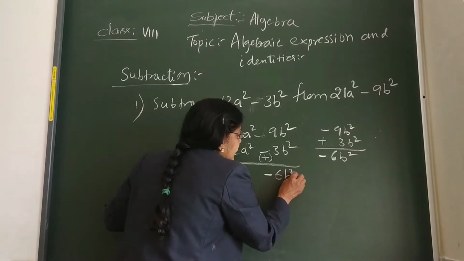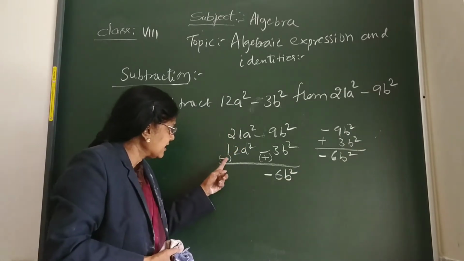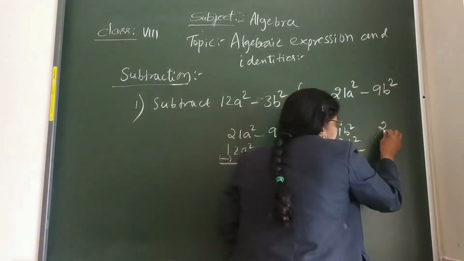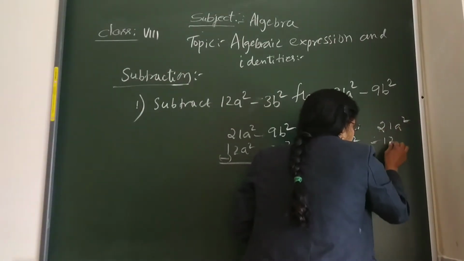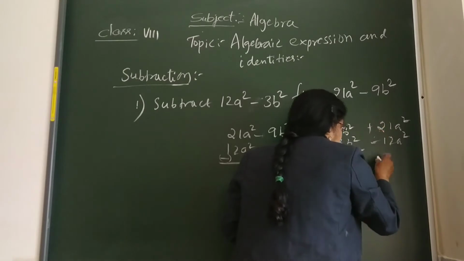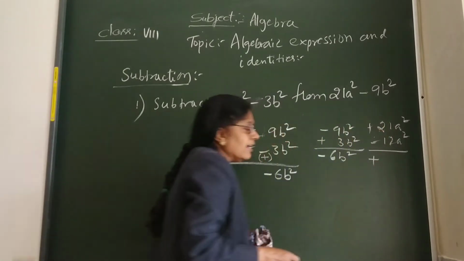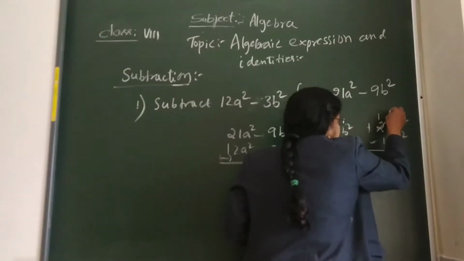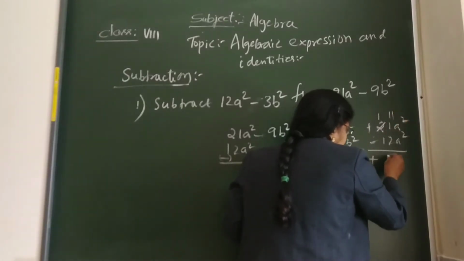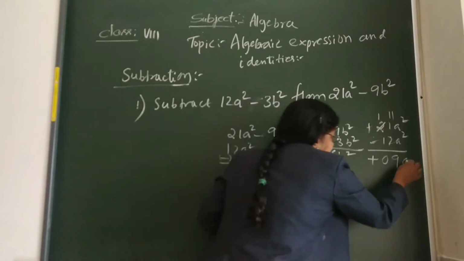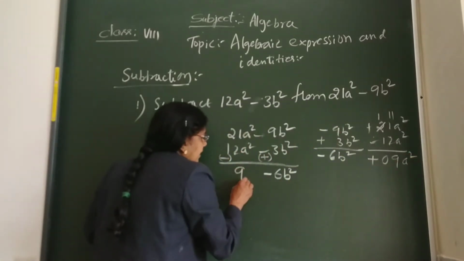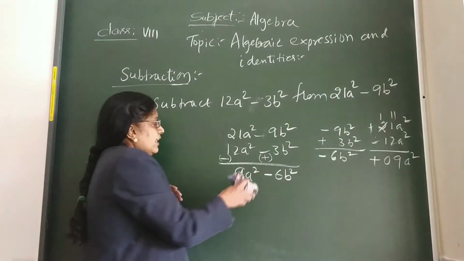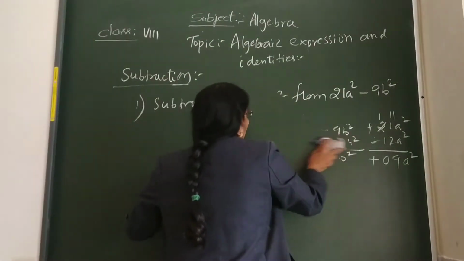So minus 6b square. Then 21a square minus 12a square. Same thing, 21 is plus, the greater number is 21, so the answer will be plus. 21 minus 12 is 9. So what you got is 9a square minus 6b square. This is how we are going to do the subtraction for binomials.